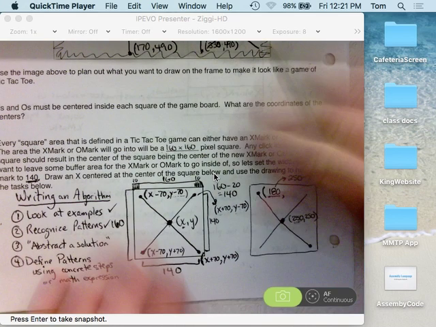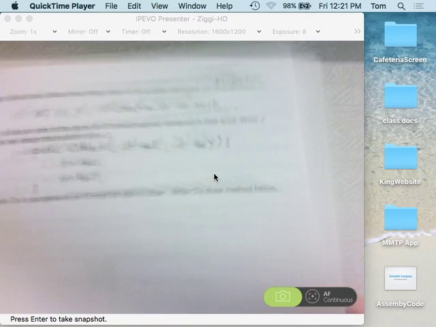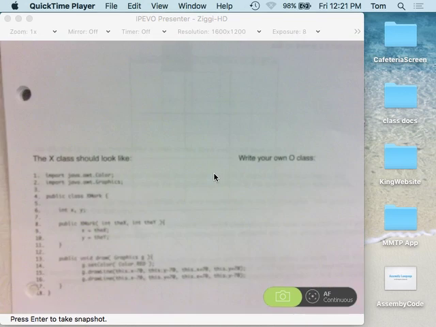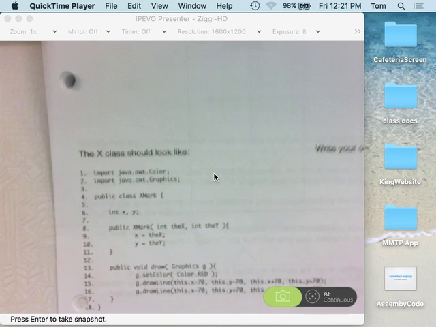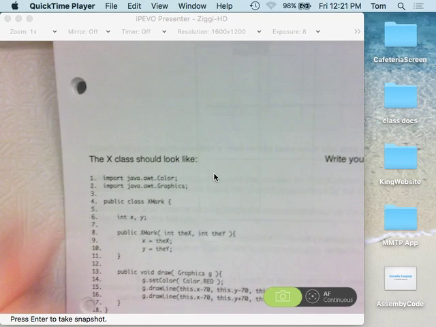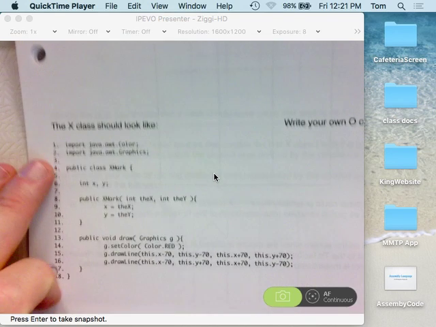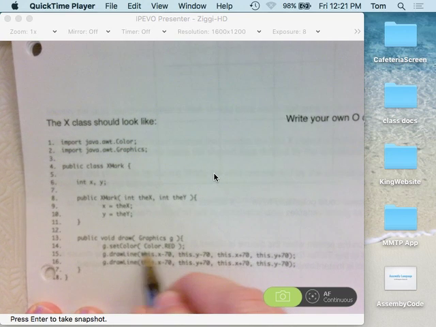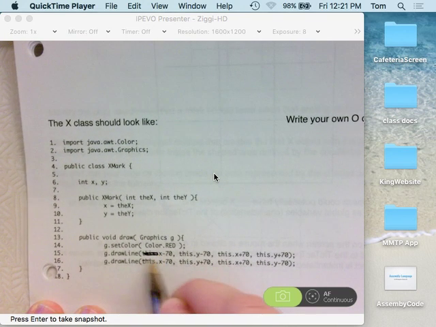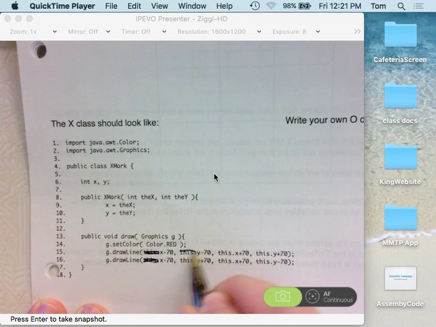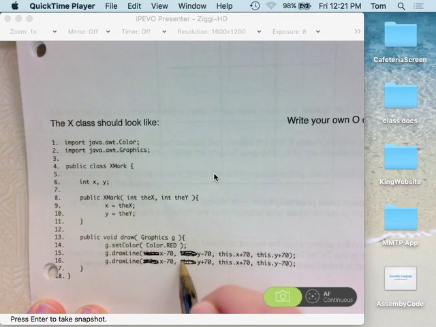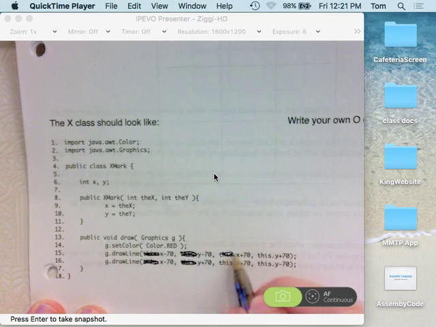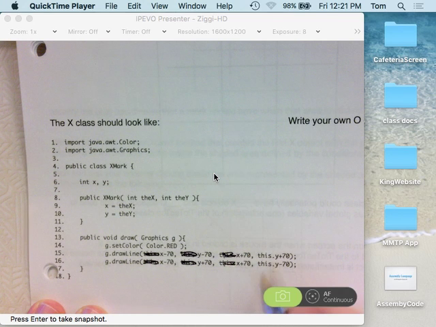Let's flip the page over. Okay, so I've given you what your XMark class should look like. All right, and right now I want you to just ignore the this dot. So we can scratch all those out. Okay, we don't really need that for our solution, but I want you to notice that this draw method is based off of the stuff that we just talked about.